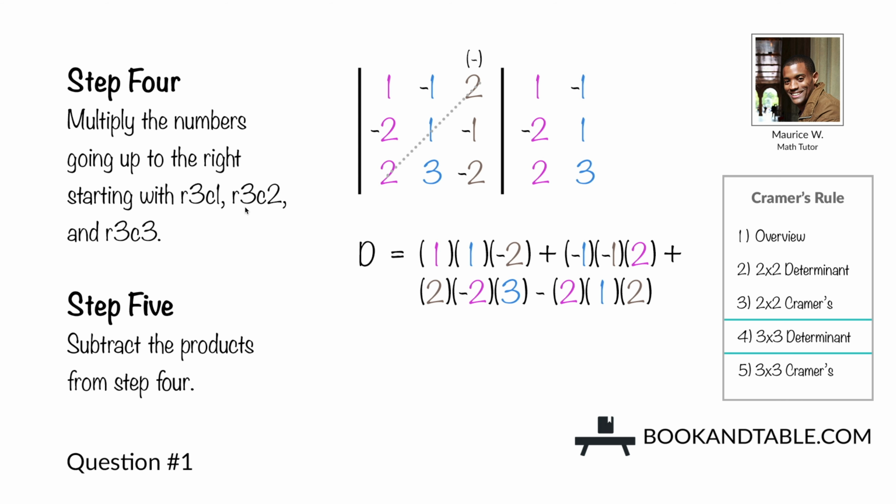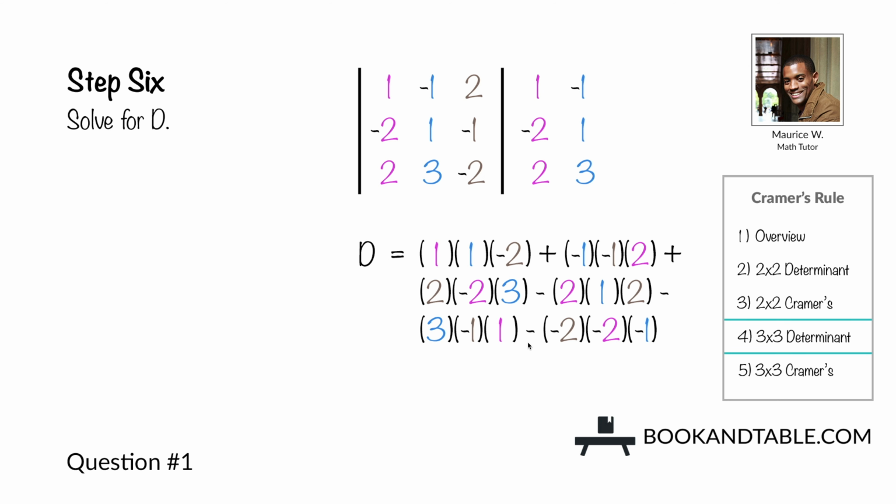And now we go to R3C2, third row, second column, so that's positive 3 here. And we want to multiply the numbers going up to the right, which would be 3 times negative 1 times 1. And we'll place a minus sign in front of it since we're subtracting it. And now, starting with R3C3, third row, third column, is negative 2 here. And we multiply the numbers going up to the right, which would be negative 2 times negative 2 times negative 1. And we'll place a minus sign in front of that product.